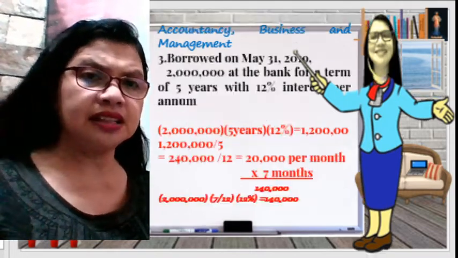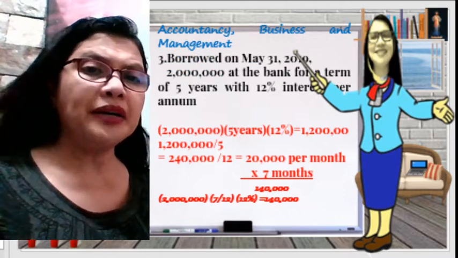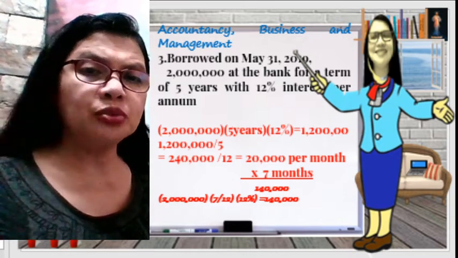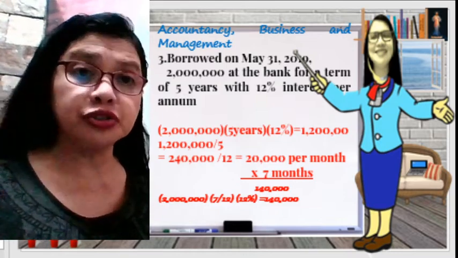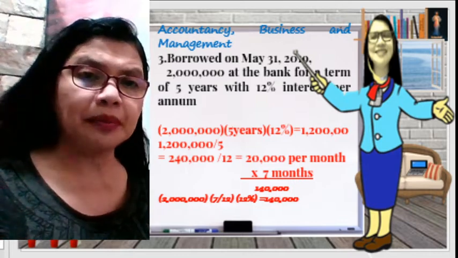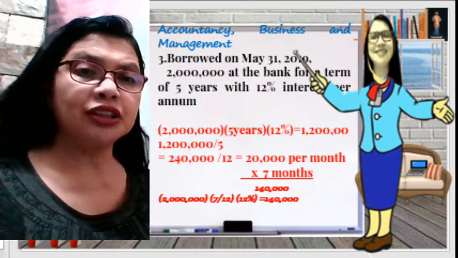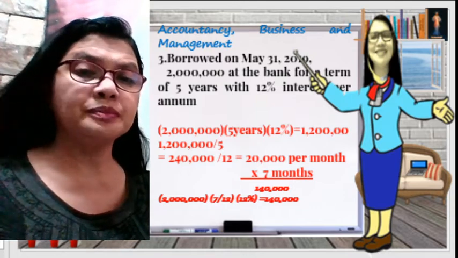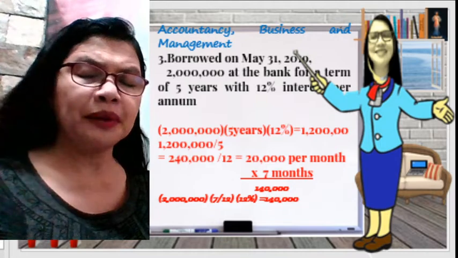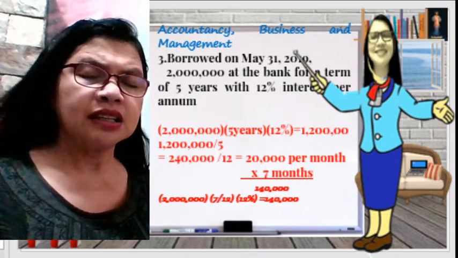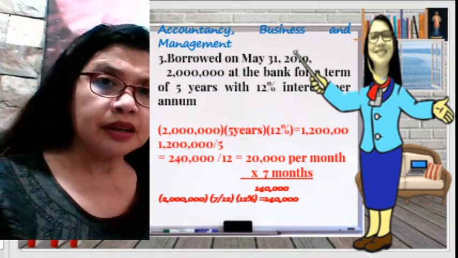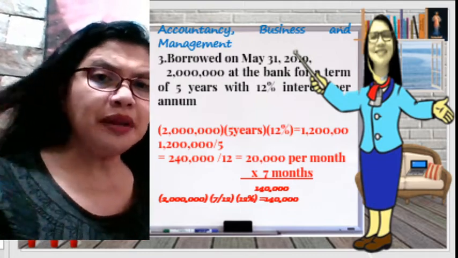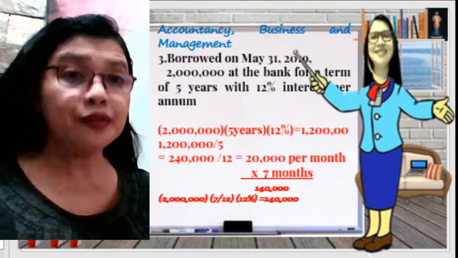But how did we compute the interest expense of 140,000? Okay, let us see this formula. Borrowed on May 31, 2 million at the bank for a term of 5 years with a 12% interest per annum. So how do you solve for your interest? Principal loan of 2 million times the term of 5 years times the bank rate of 12%. When you multiply these three, it will give us 1,200,000. So 1,200,000 is the interest for 5 years.